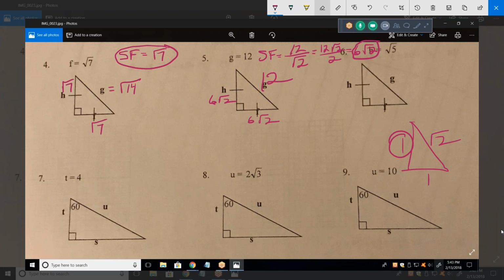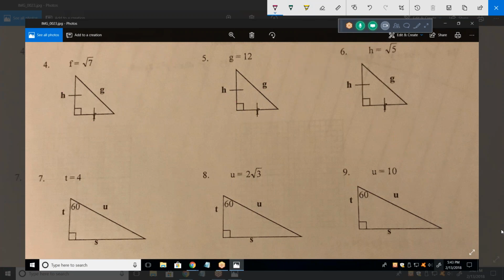Now, number 6. Scale factor. It would be root 5 multiplied by root 2. No, it's just root 5 divided by the 1. In other words, remember our unit triangle is a 1, 1, root 2, and they've given us this side here. You mistakenly thought they gave us the hypotenuse.